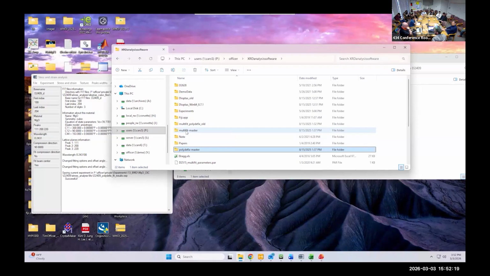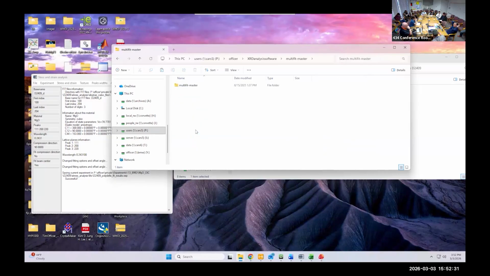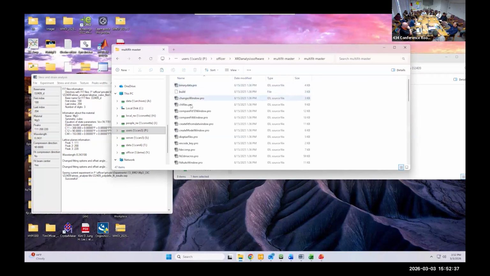The software was produced by Sebastian Merkel in France. And he has a paper describing all the details. If you're interested, I can send the paper to you.